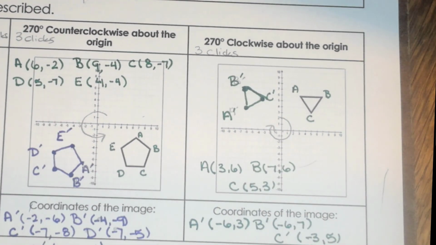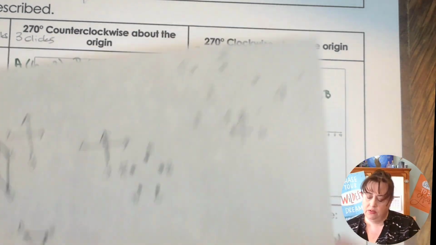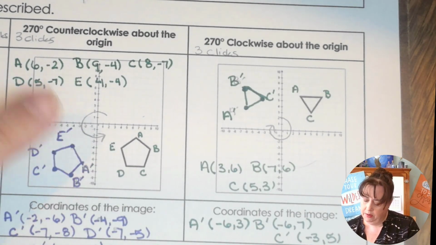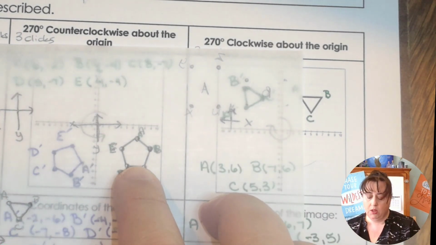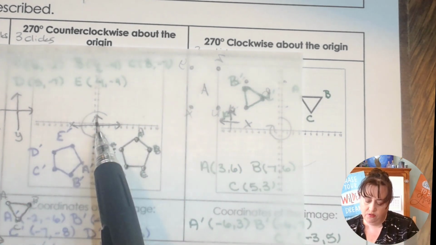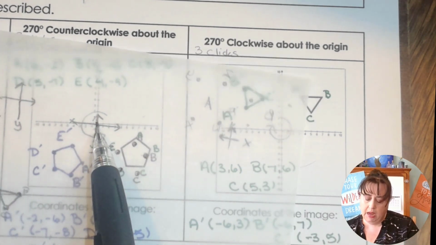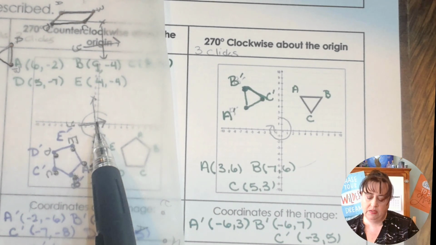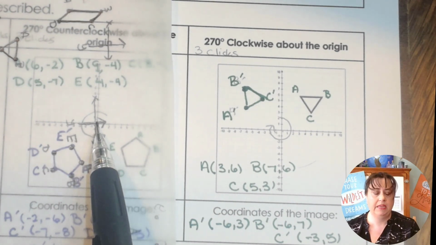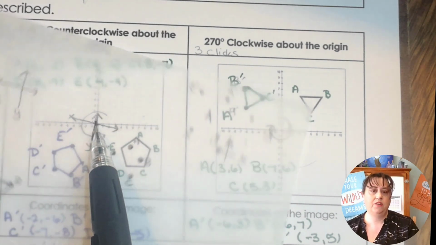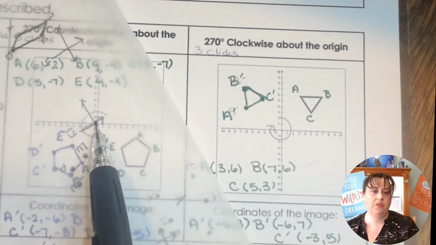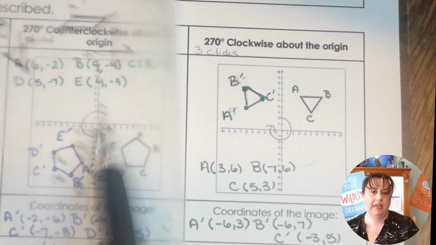Okay, so you've done these. So I do want you to understand, let's go back to this one right here. If I had done 90 degrees clockwise, that would have been the other direction. So here I was, and I done 90 degrees clockwise. Do you see we would have ended up in the exact same place? So 90 degrees clockwise and 270 degrees counterclockwise are exactly the same.